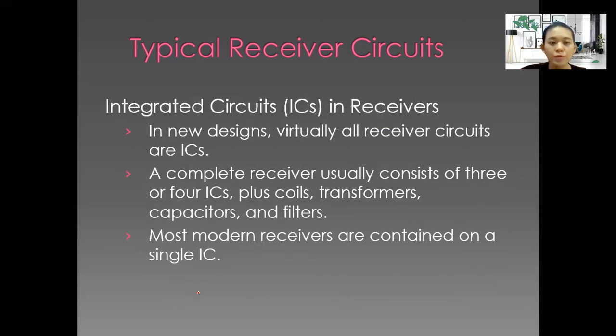Next, we go to the integrated circuit in the receiver. Just now we had the RF amplifier, AGC, as well as the squelch circuit. All these are available in the receiver, and when these circuits are built into the receiver, it is known as an IC. A complete receiver usually consists of 3 or 4 ICs, plus the coil, transformer, capacitor, and filter. The modern receiver is contained on a single IC.